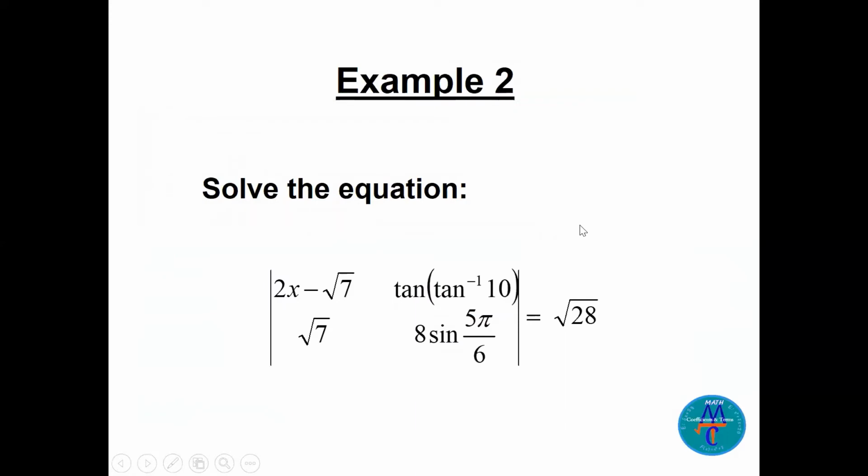Let's look at example 2. Solve the equation. We have the determinant of this 2 by 2 here, 2x, minus square root of 7, tan inverse of 10, divided by 8 sine 5 pi over 6, is equal to square root of 28. We need the value of x. That's an equation. Why is it an equation? Because we can simplify this on the left side. This is a determinant. We find its value, we make it equal to square root of 28, then we find x. You can try it yourself if you like.